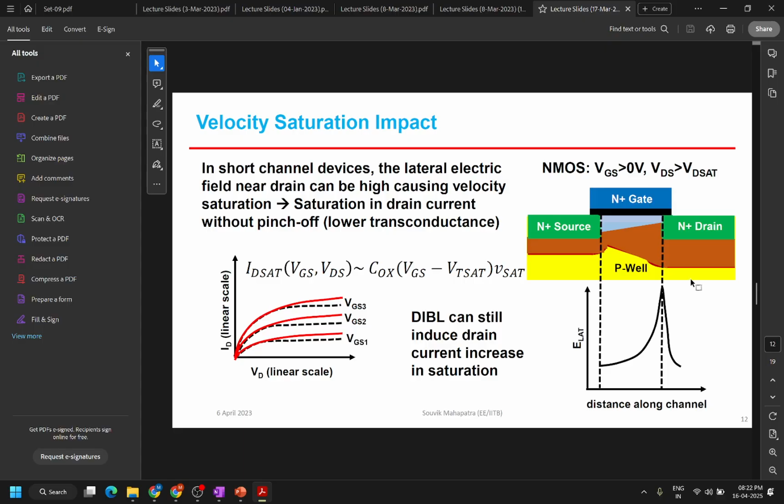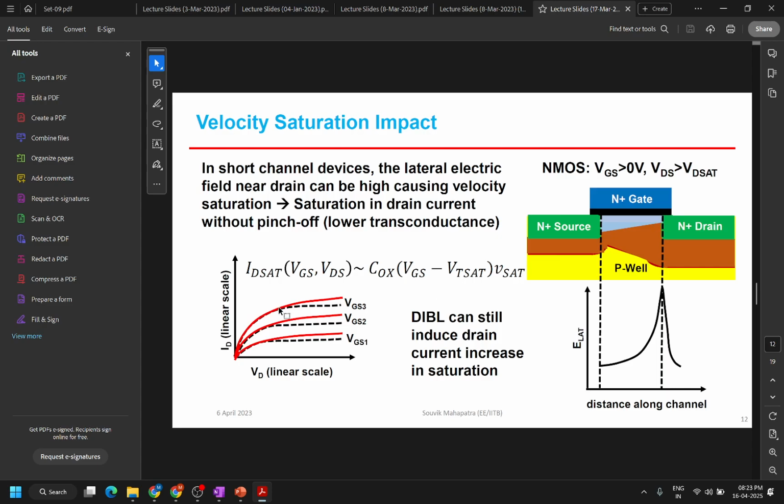So then there's something called velocity saturation. What it causes is, the electric field that is created is very high, so it will increase your velocity, and then they will saturate. Your velocity will become higher, and then it will saturate, and what it will do is prevent your drain from creating a pinch off region.